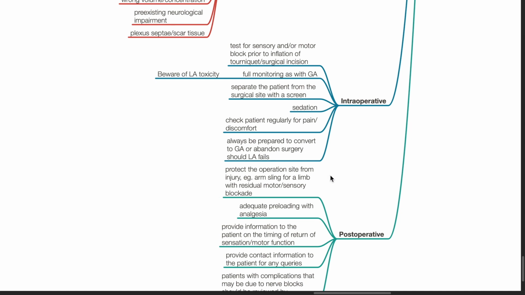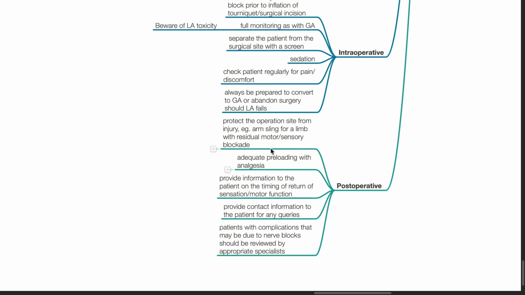Post-operative management: protect the operation site from injury, provide arm sling for a limb with residual motor or sensory block. Adequate preloading of analgesia, provide information to the patient on the timing of return of sensation and motor function, provide contact information to the patient for any queries. Patients with complications that may be due to nerve blocks should be reviewed by the appropriate specialist.